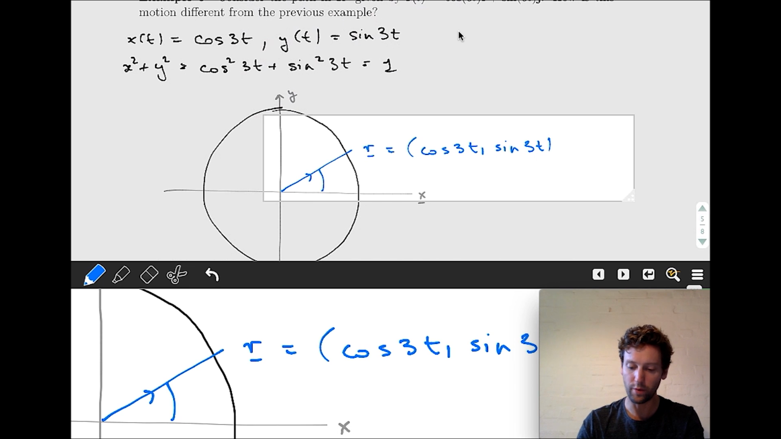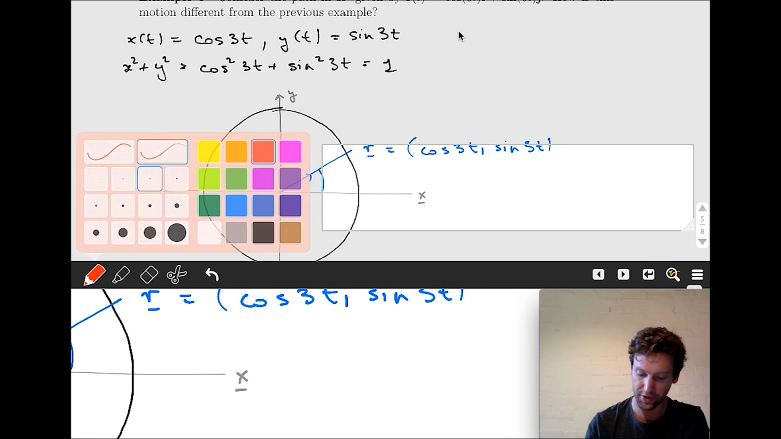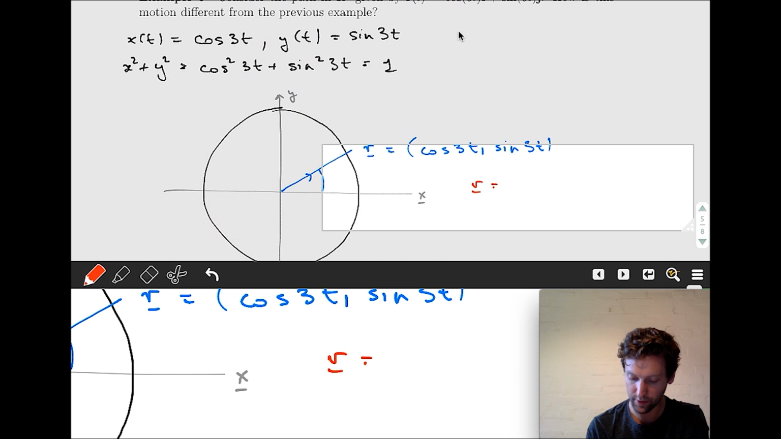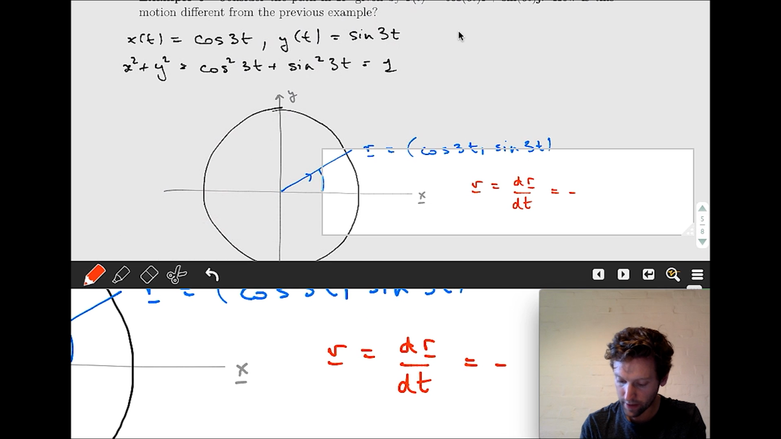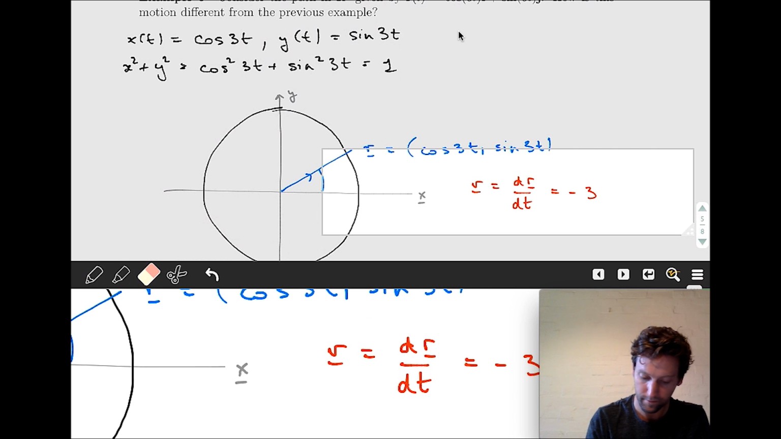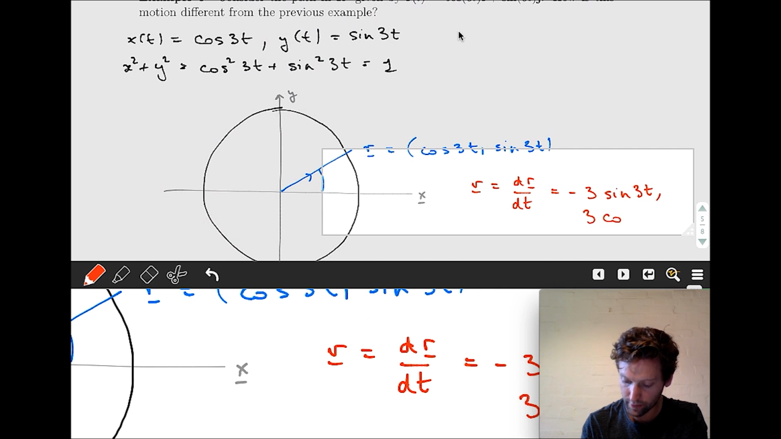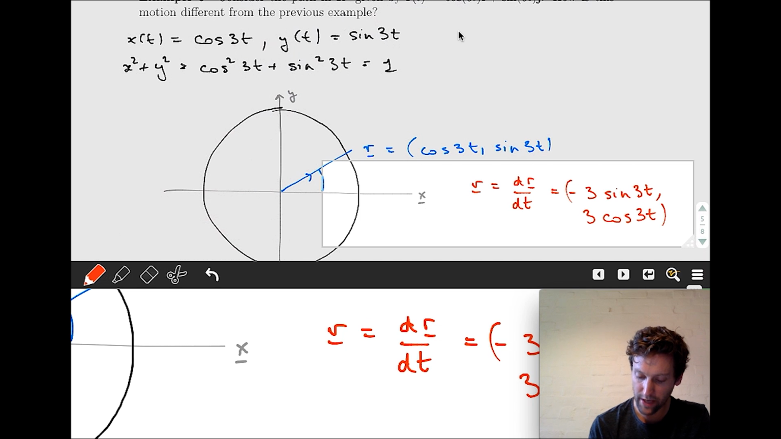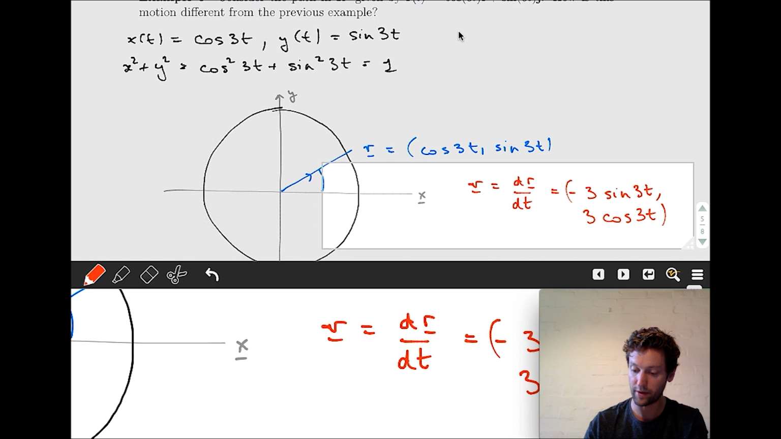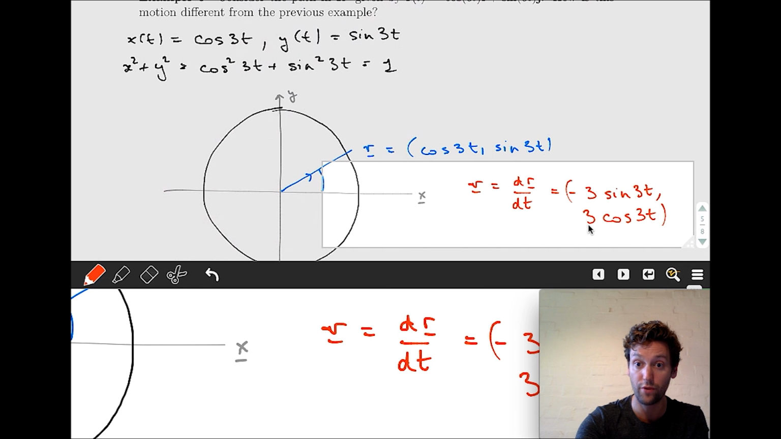So what is changing here? Well, let's calculate the velocity to try and see if we can understand what's changing. So the velocity is going to be given by the derivative of the position vector. So that's going to be minus, pull out that factor of 3, sine 3t, and 3 cosine of 3t. So again, I've pulled out that factor of 3. So you notice here that what's happened is that my velocity is larger now. It's 3 times larger. I've got this extra factor of 3 in front.